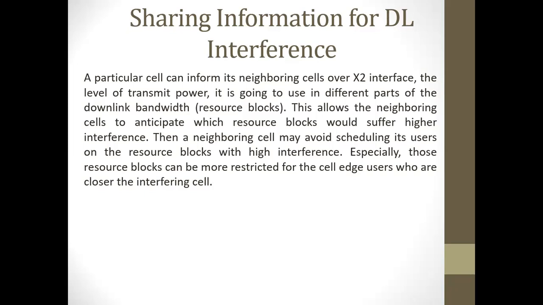Then the neighboring cell will do something. It may not use those resource blocks for that particular period, or it may use those resource blocks for users who are close to the base station. It has some idea who is close. So somehow it will use these resource blocks differently.